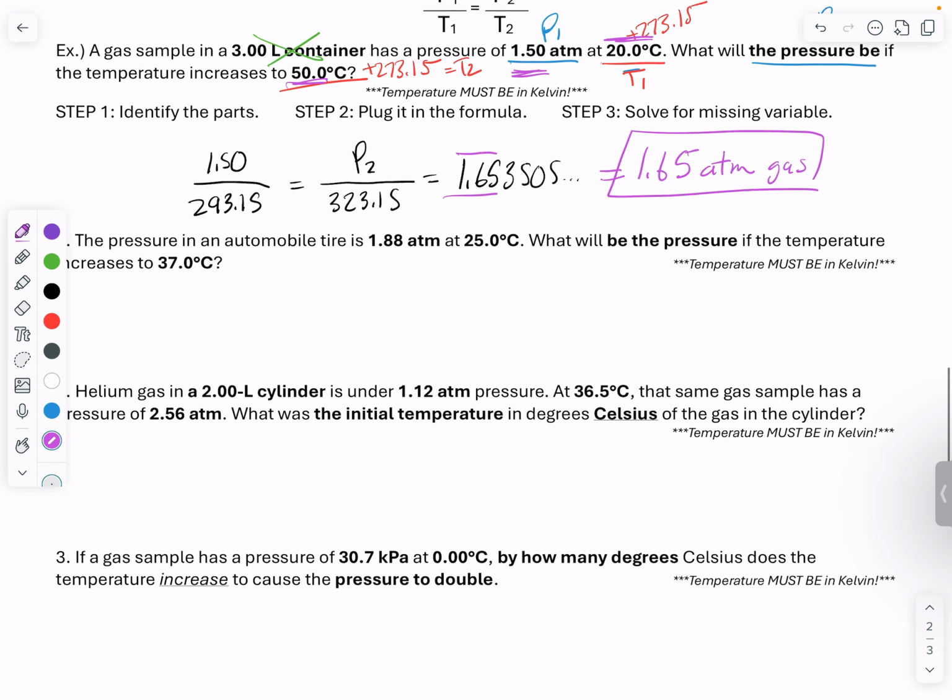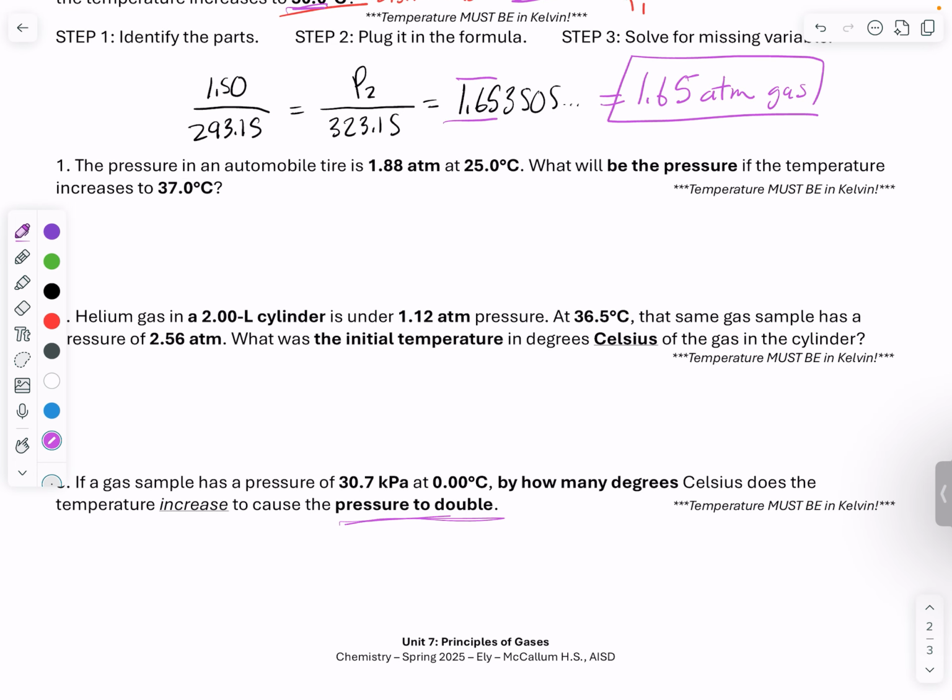Now, anything crazy going on here? You have the pressure to double. Well, this is my pressure here. Obviously, it's that number times 2. So come on, y'all. You can figure that out.